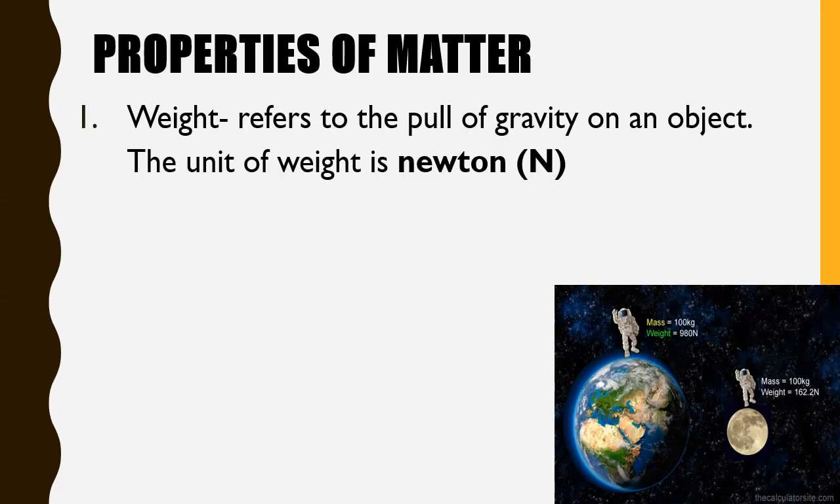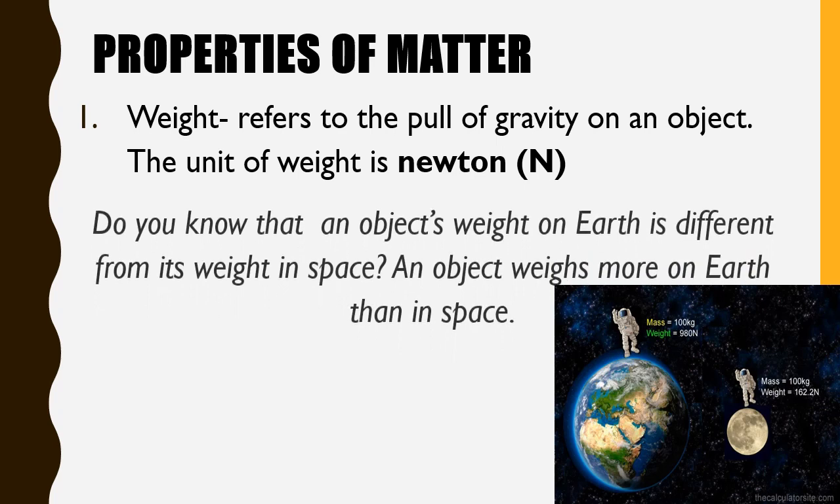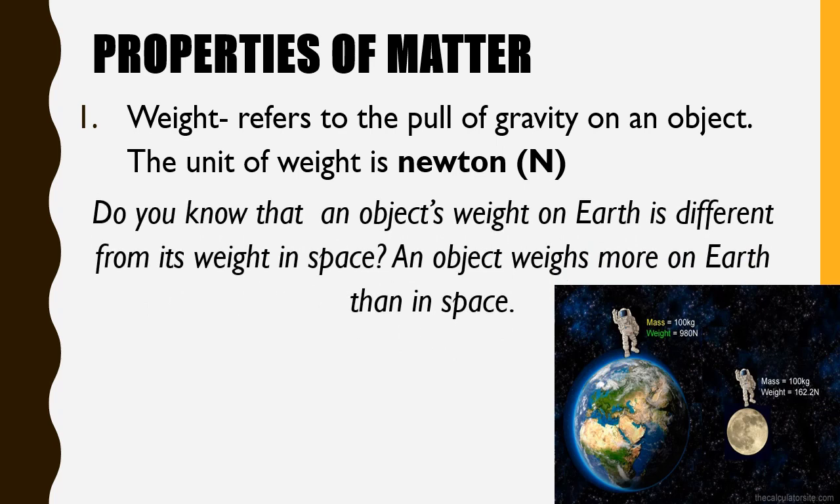Matter has different properties. The first property of matter is weight. Weight refers to the pull of gravity on an object. The unit of weight is Newton. Do you know that an object's weight on Earth is different from its weight in space? An object weighs more on Earth than in space.